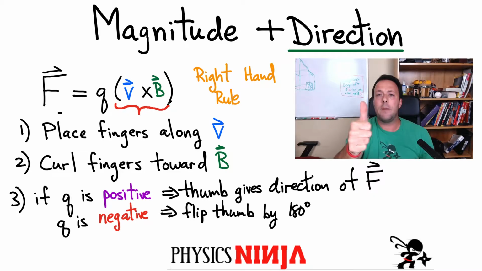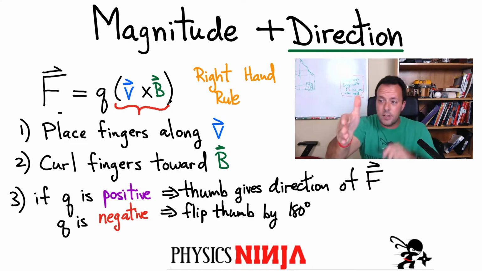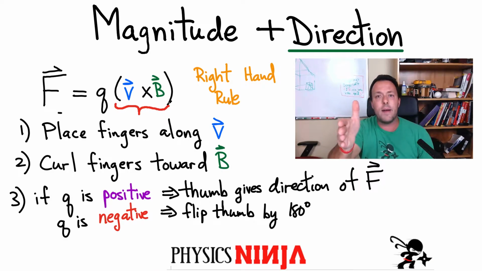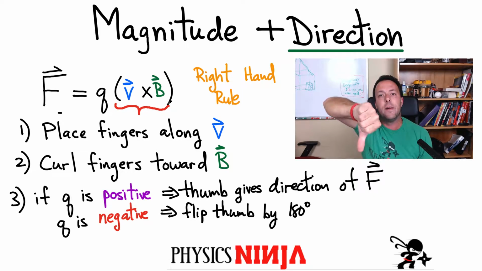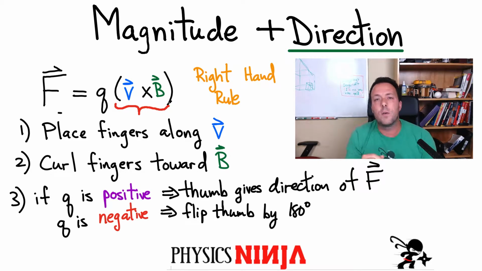If I read the problem and they tell me that it's a negative charge that's moving in this direction in a magnetic field that's in that direction, at the end when I do my V cross B, if it's a negative charge, what I'm going to do is simply flip my thumb direction. I'm going to rotate it by 180 degrees and this will be the direction of the force.